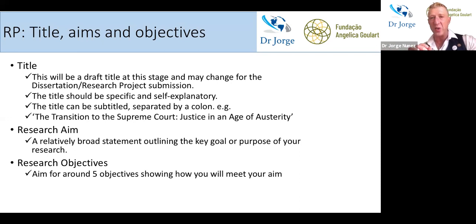So again, I'd like to be a bit more specific when we set the title, because by setting the title, you set the intention. You let your reader know the intention behind that paper you're writing or that book you're writing, or the proposal you're aiming to send to your publisher, and so on. So again, this example, the transition to the Supreme Court, justice in an age of austerity, I would add a bit more precision. The aim and the objectives.